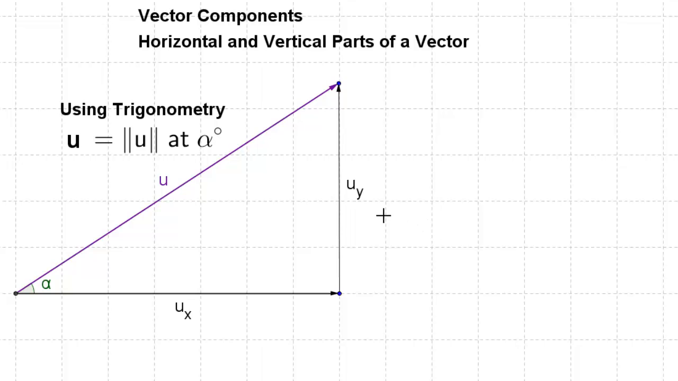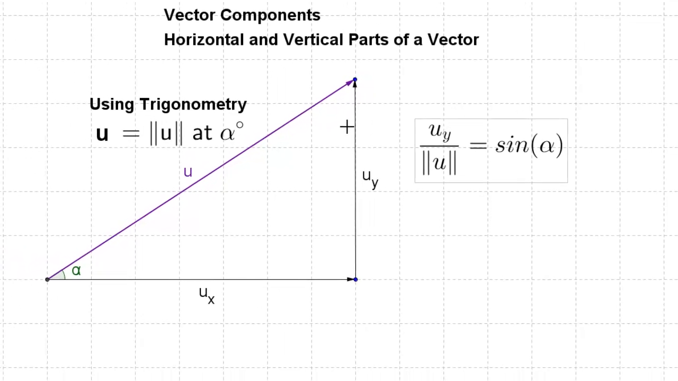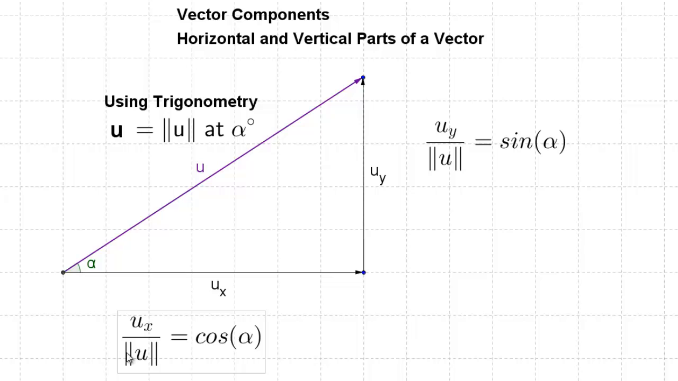Well, if we go back to trigonometry, we know that if this is the angle alpha, and it's a right triangle we have here, that uy, the vertical component, is the opposite side, and ux, the horizontal component, is the adjacent side of angle alpha. So if we know that, then opposite over hypotenuse, uy over the magnitude of u, is going to give us the sine of alpha. In a similar way, since ux is the adjacent side, adjacent over hypotenuse, ux over the magnitude of u, is going to give us the cosine of alpha.